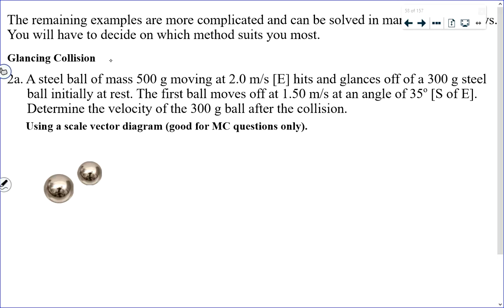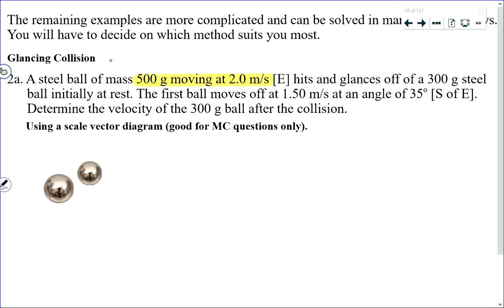So we're going to be using a scale vector diagram, and my recommendation is this is a good method for multiple choice questions only. I will tell you right now that when you solve this problem in a more mathematical way, using geometry and trigonometry, it's a lot of work. It can be quite involved, and for some students it can be a little overwhelming. So if you have a multiple choice question like this, and you know what you're doing with a scale vector diagram, you can get the answer very, very quickly. That's what we're going to do. This is where the ruler and the protractor come in.